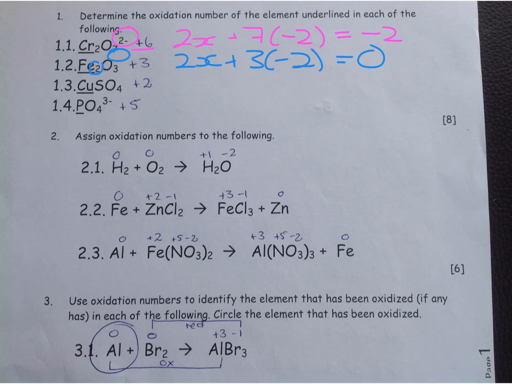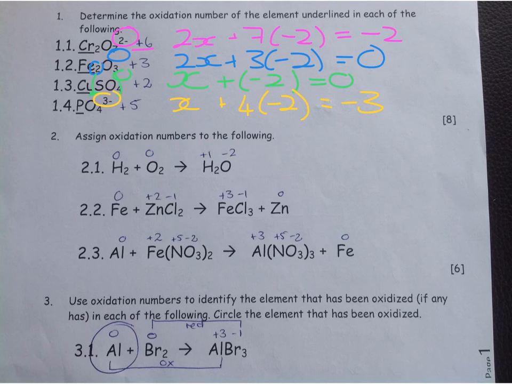Next one is going to be just x, because there's only 1 copper here, plus sulfate. The whole sulfate ion is 2 minus, so I'm going to go minus 2, and the whole thing is equal to 0, so the x comes out at plus 2. And finally we've got something I don't know, plus 4 times negative 2, and altogether that's equal to negative 3, and therefore it comes out at plus 5.